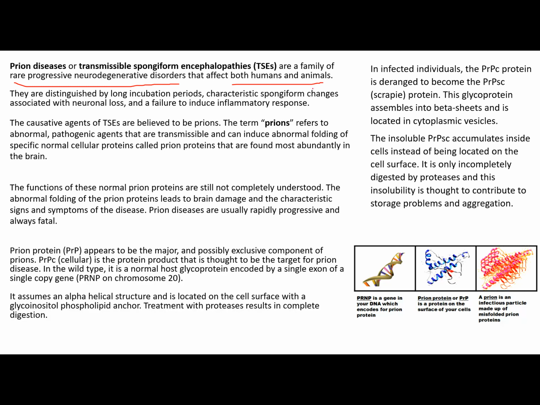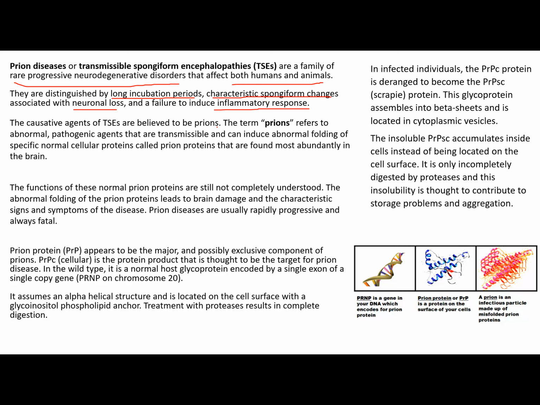Now, they are distinguished, class, by long incubation periods, characteristic spongiform changes associated with neural loss, and a failure to induce an inflammatory response. The thing you have to be careful with in this type of disease, class, is that they have a long incubation period. There are some individuals affected by this disease who did not know they had this rare type of disorder from a very young age. It was later found out that the patient was positive due to this very long incubation period.